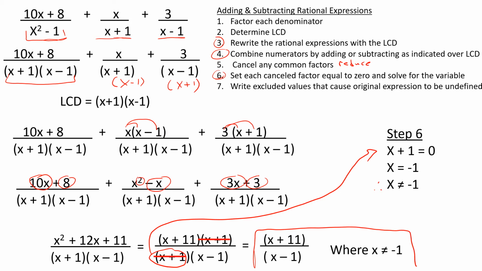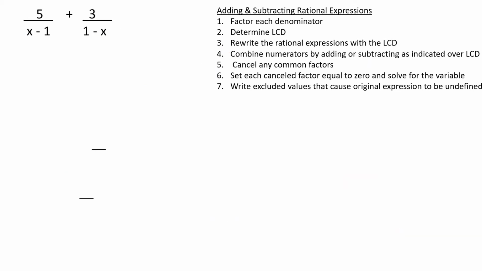Let's try another one. All right, here we have 2 fractions. They don't have a common denominator at the moment. If you look at them, the only thing that's different is their signs. So when you do that, you can make them have a common denominator by factoring out a negative 1.